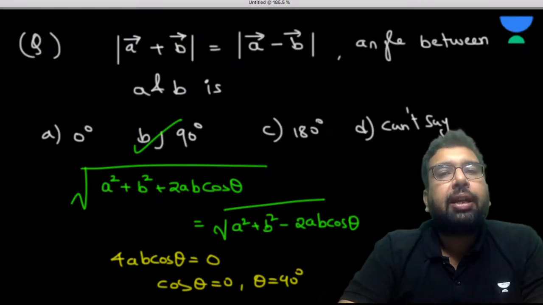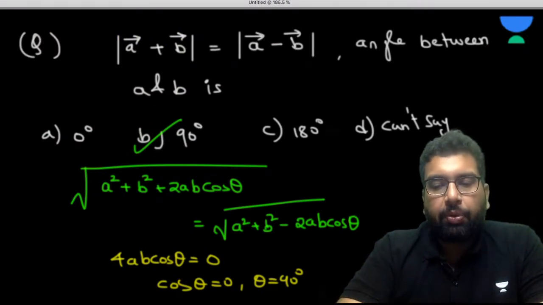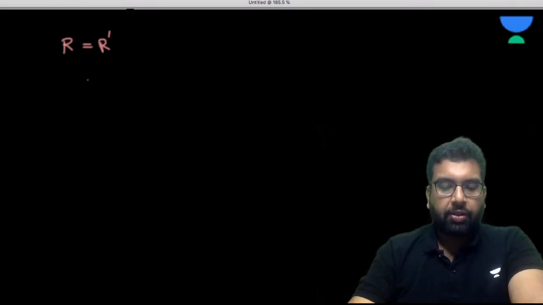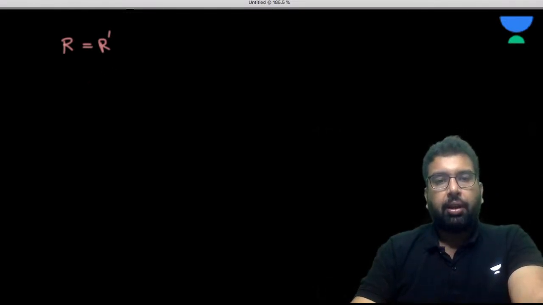Now it is said in the question that the magnitude of a plus b and the magnitude of a minus b is the same. So I am going to write whatever is given in the question. So can I equate r and r dash? Can I equate r and r dash? Please answer me.